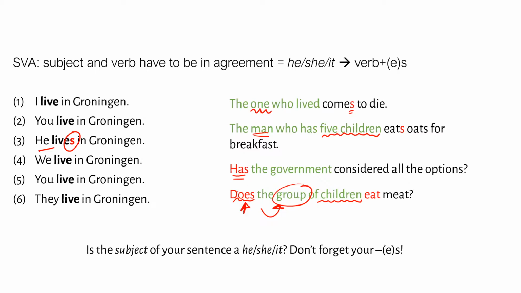So is the subject of your sentence a he, a she, or an it? Don't forget your extra s. This is subject-verb agreement, and you'll definitely see in your test something like SVA if you make these mistakes. This is something that really lowers your mark. So pay attention to these things and check whether you have your subjects and your verbs in agreement, right?